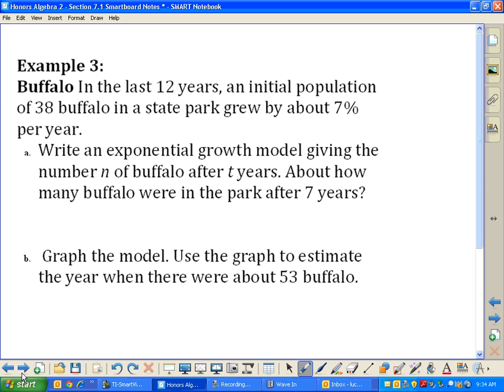So we have our first word problem here. I think you do have this example, right? Yeah, okay. So this you actually do have in your notes, and we'll go ahead and read it together.